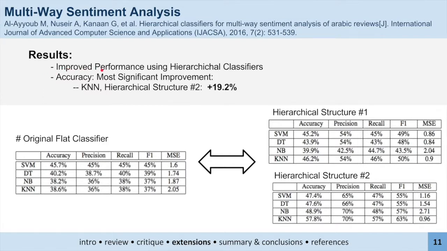The improved performance using hierarchical classifiers is very obvious, and the most significant improvement has been seen with KNN as the classification model, using hierarchical structure number 2, which is the 4-level classifier, which improves the model by 19.2%.